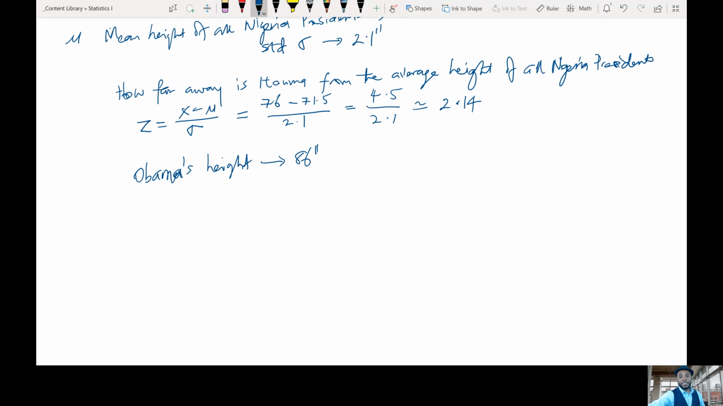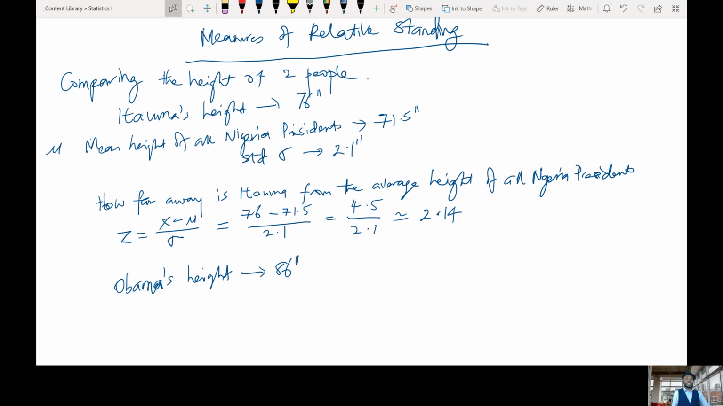So clearly you can see that Obama is taller than me, 86 inches. I'm 76 inches, way taller. However, that's not the question. The question is who is taller in terms of the two populations, in the context of the two samples of data, presidents in Nigeria and presidents in the US. So is Italma's height taller than Obama's height based on their populations? Who is relatively taller is what we're asking.